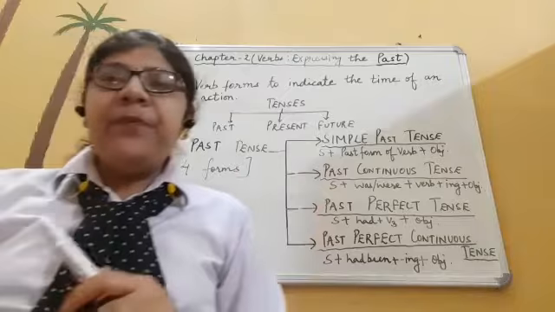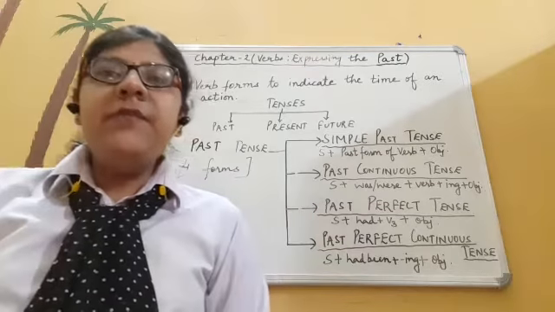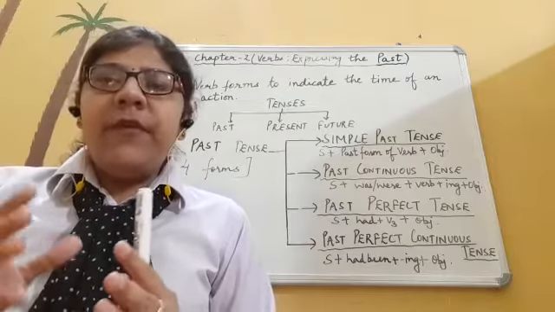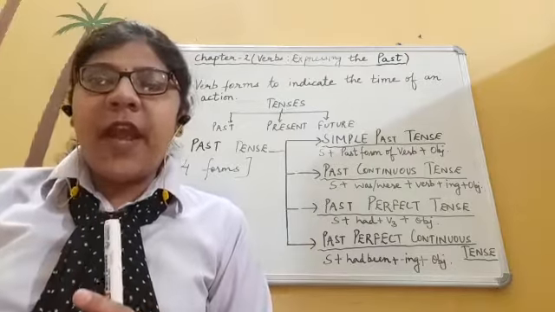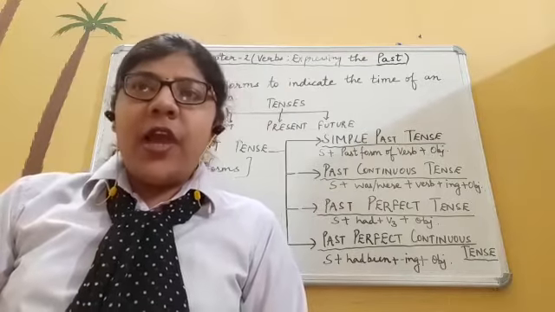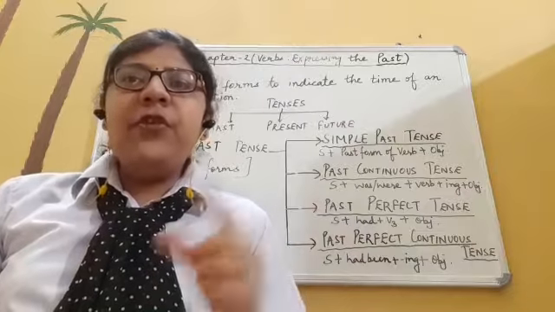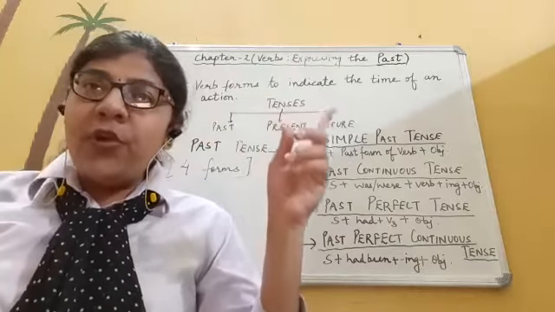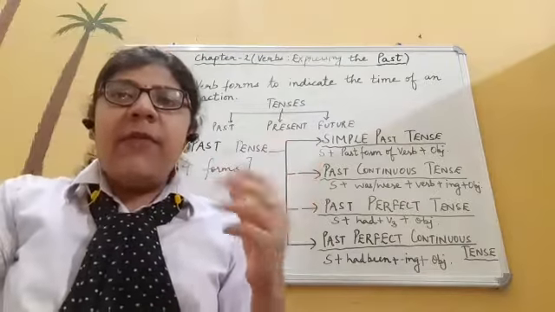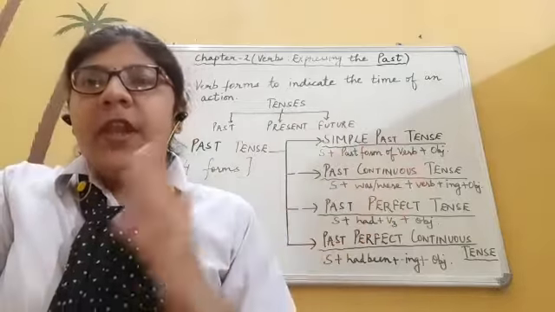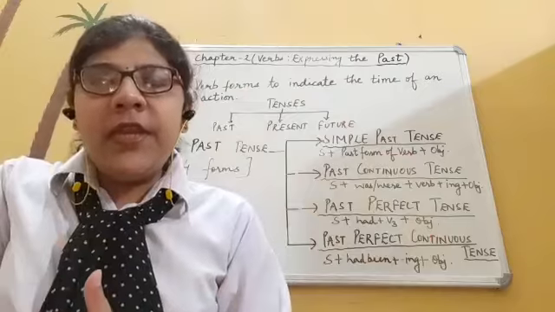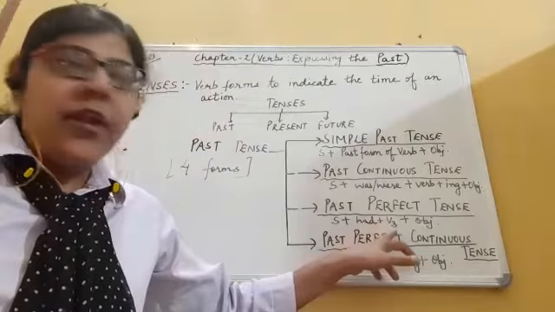Come to the third one, past perfect tense. Past perfect tense means the actions which got over before any other action. Like if I say that I had gone over there before she came in. Okay, so two actions are there. Number one, my going over there. Number two, her coming over there. So I went earlier and she came later on. That's why I have used I had gone.